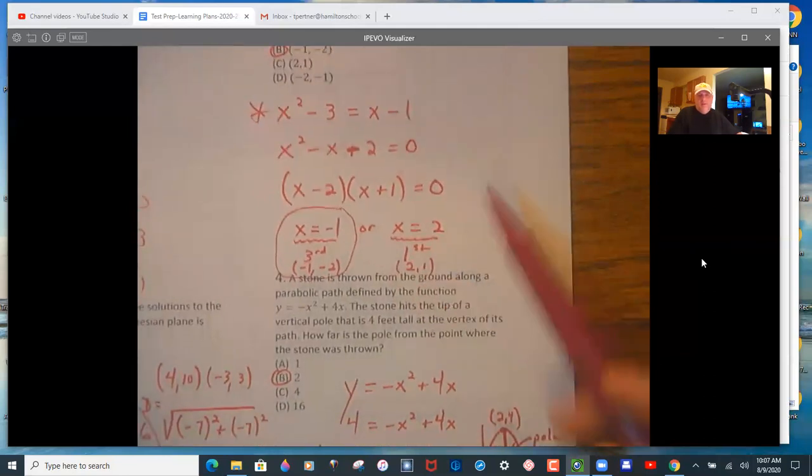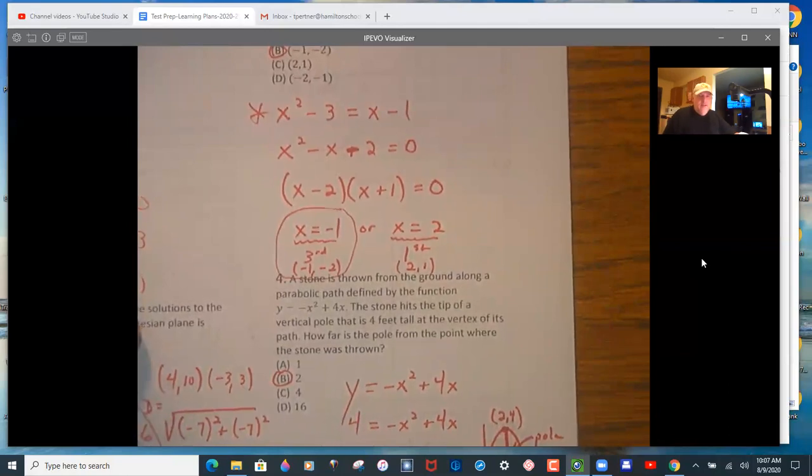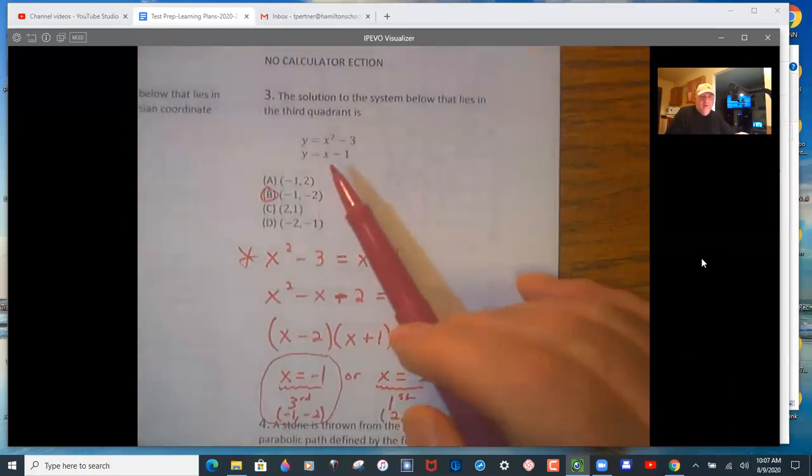But set them equal to each other. Otherwise, other than that, factor it out, get the x's, and then substitute into the linear one to get the y's is what you need to do.